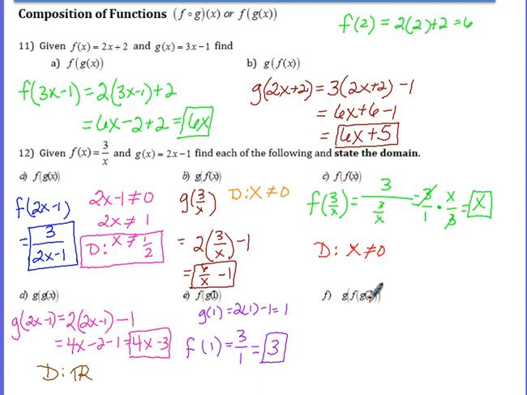This is a 3-stepper. Don't panic. Work inside out. First find what g of 2 is. g of 2 happens when we input 2 into the g function. So 2 times 2 minus 1, which is 3. All right, that's the input of that. Now let's look at the next step.